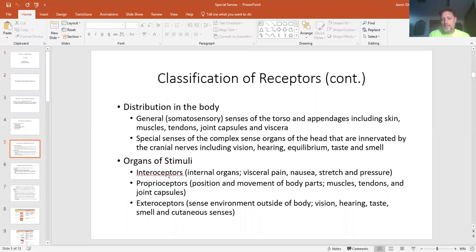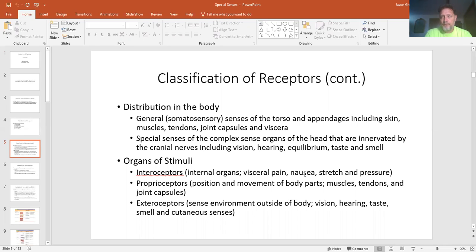We have interoceptors, excuse me. So these are ones that are going to be internal organs. That's what the visceral is. These will detect if our stomach is full, so it's stretched. That's what we're talking about right here. The stretching of our internal organs, nausea, any kind of pressure on them. So those are, but again, these are internal.